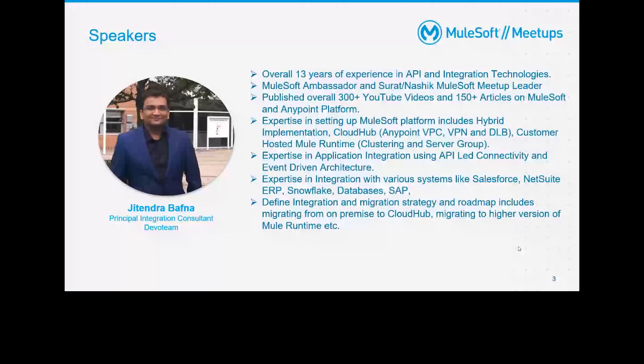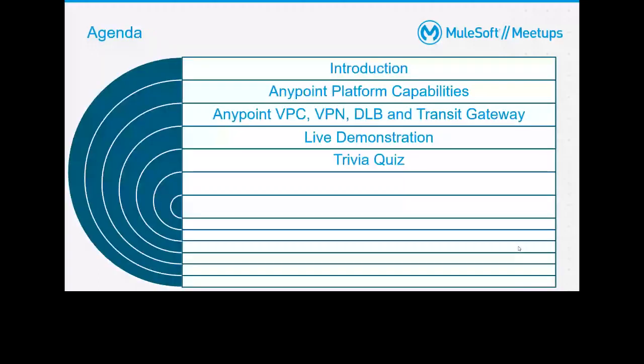Yeah. Okay, so we will have an introduction. We will discuss Anypoint platform capabilities. Then we will discuss Anypoint VPC, VPN, dedicated load balancer, and the transit gateway. The transit gateway is one of the features recently introduced by MuleSoft. Then we will see what the difference is between API proxy and API auto discovery, and when to use API proxy and when to use API auto discovery. Then finally we will have a live demonstration. Then we will follow up with a trivia quiz.